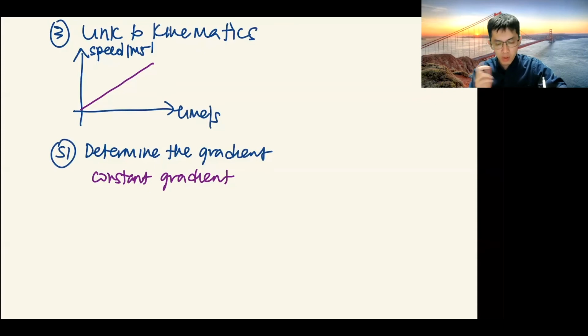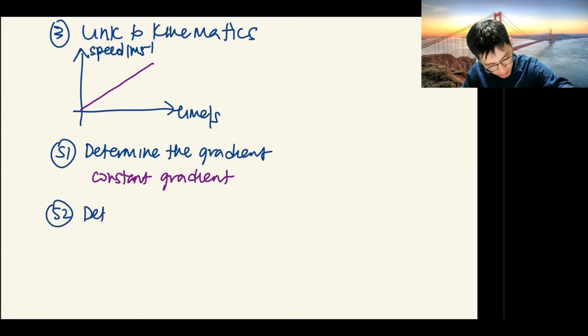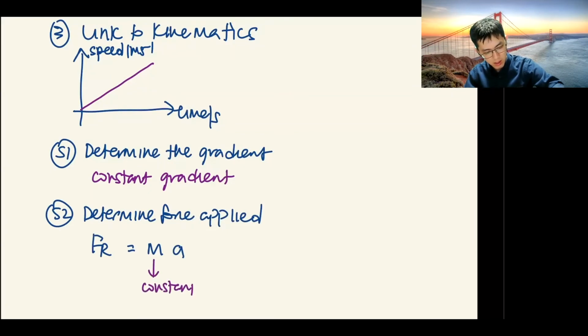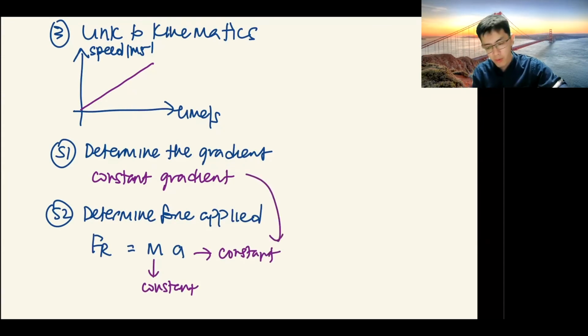Now, what would they ask? Then they will ask you what kind of force is being applied. So you have F net equals ma. Mass is definitely a constant. Acceleration is also a constant. Why? Because you interpreted it from the graph. Therefore, you can safely say a constant force is applied.